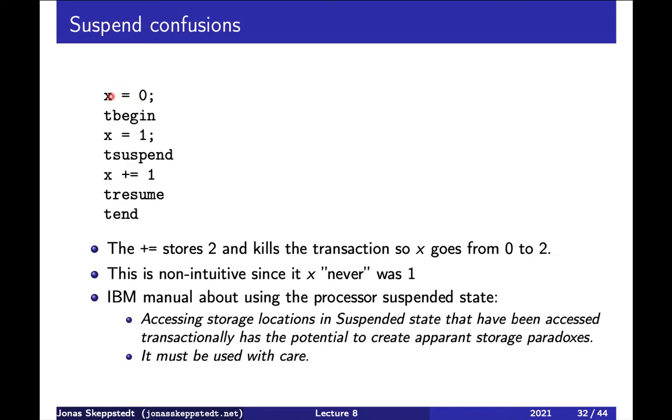Okay, so let's assume that we first set x to 0. All assembler is symbolic, some kind of pseudocode. So we set the variable to 0, start the transaction, set it to 1, and then suspend, and then increment x. What happens when we increment x? Well, what should it be? If we take this 1 into account, then the value of x should be 2.